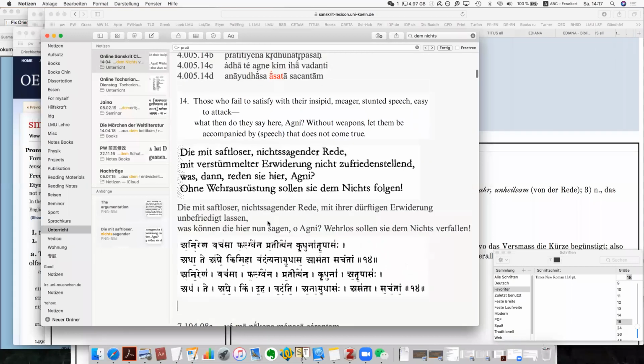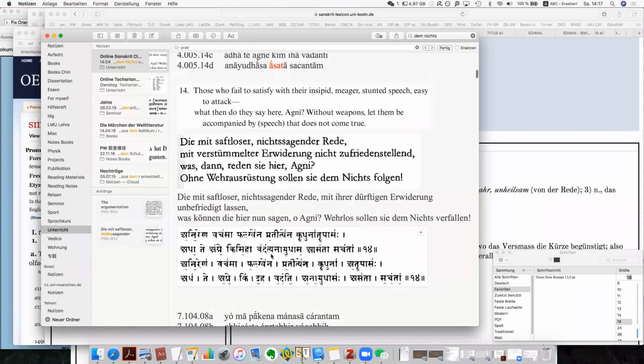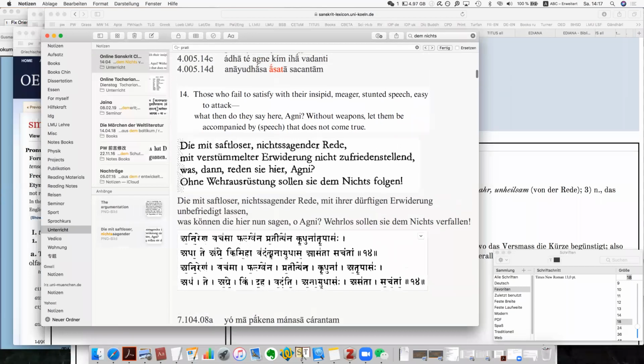So it's here. We start from here, right? So anayudasa, right? This is anayudasa. And then asata. So this is, I don't know how to say that. So this is pata-pata, and I don't know how to call this one. This is the original recitation of the Rigveda, right? And in this version is asata, right?